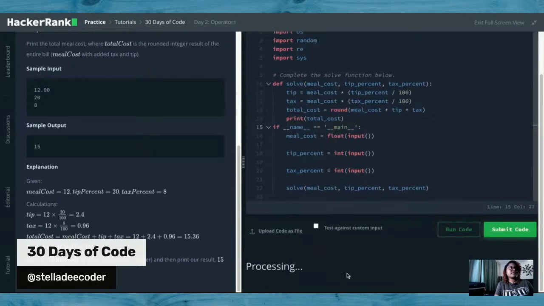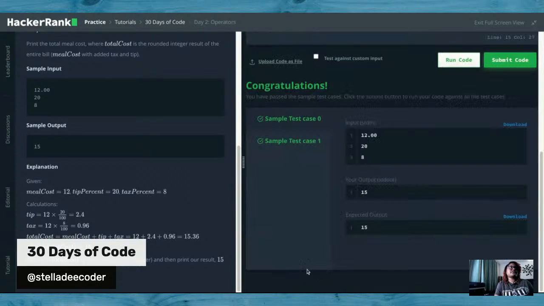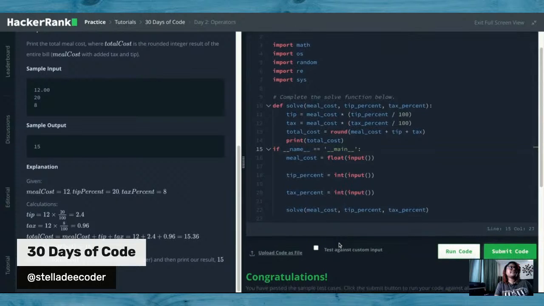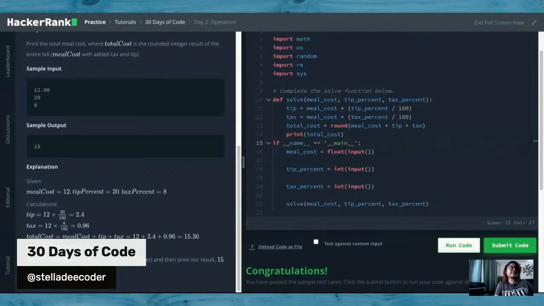Let's run it and see. Okay, so basically, the input was 12, 20, and 8, like they said, and the expected output is 15, and we got 15, which means that we did it right. Yay. But let's do something a little different. Just to explain a little better, the 12.0 went in here, the 20 went in here, and the 8 went in here.